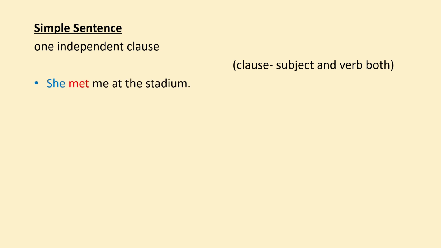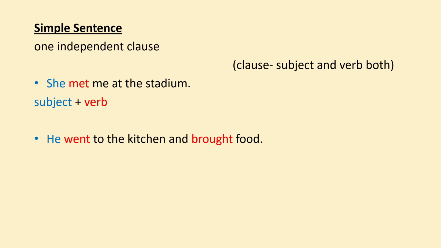She met me at the stadium. This is an example of a simple sentence because it contains a subject, she, and it contains a verb, met. So it contains one subject and one verb. Next, he went to the kitchen and brought food. This sentence is also a simple sentence because it has one subject, he, and two verbs, went and brought.